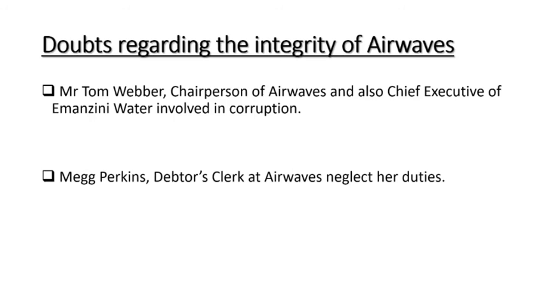Okay, this part we focus on cases that create doubt regarding the integrity of Airwaves. Mr. Tom Weber, chairperson of Airwaves and also chief executive of Emanzini Water, is involved in corruption. Even with the forensic report that has been compiled, that contains evidence about him being involved in corruption, he still refused to take responsibility. He still refused to take accountability for those actions.